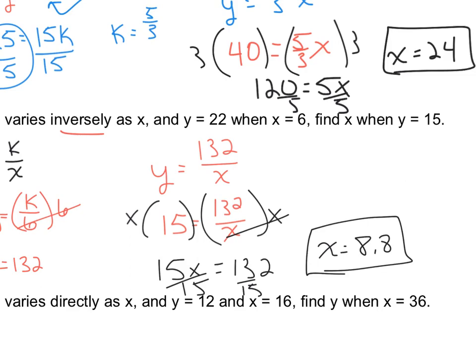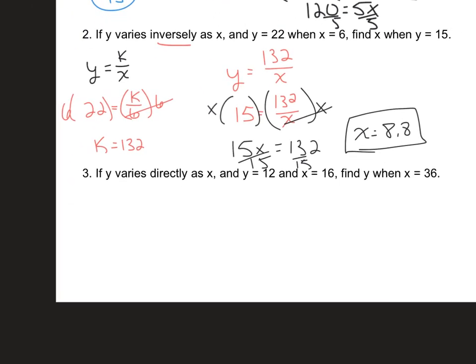I suggest that you try the last one by yourself real quick. It says if y varies directly as x, so y equals kx. Fill it out and see what you can do. I hope that you took the time to do it. You can pause and take all the time you need. I'm going to go ahead and get to work on it.